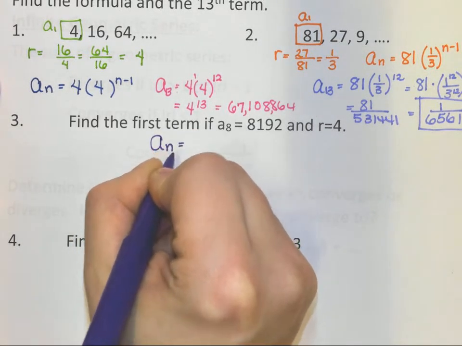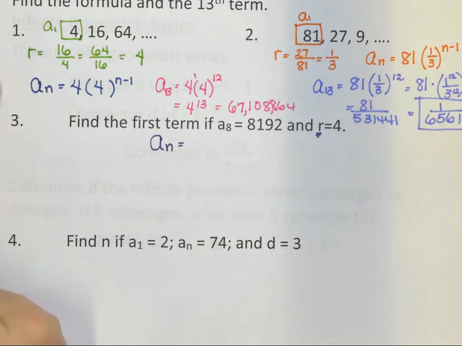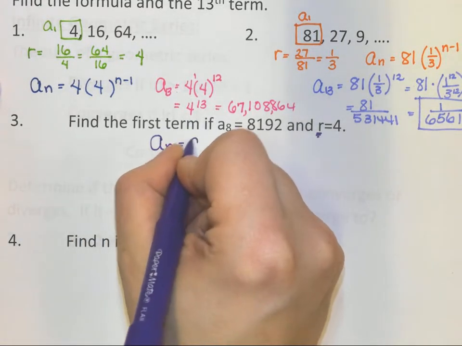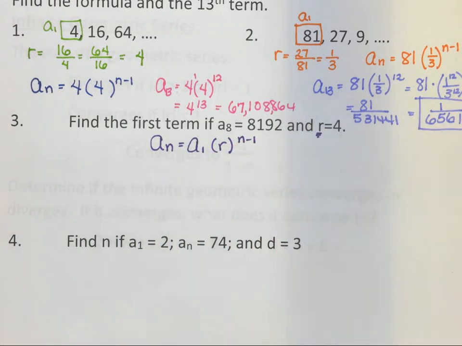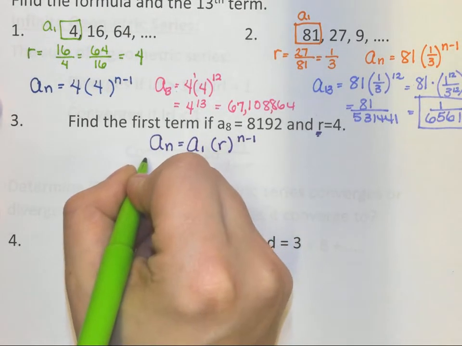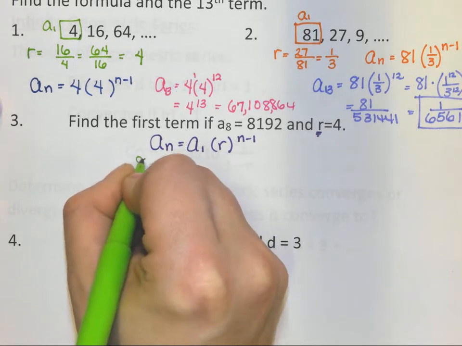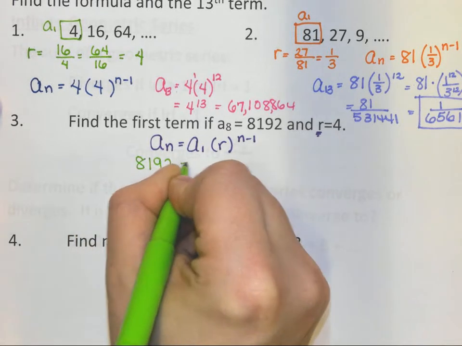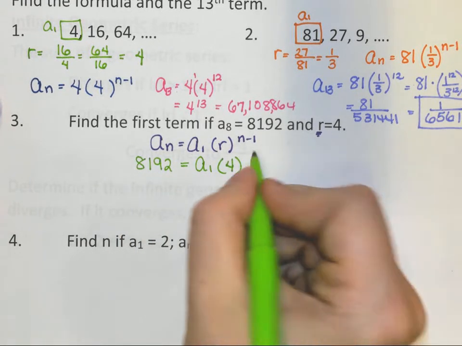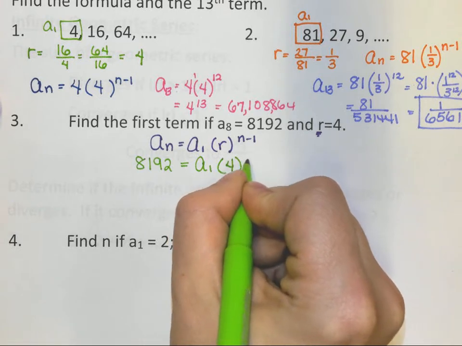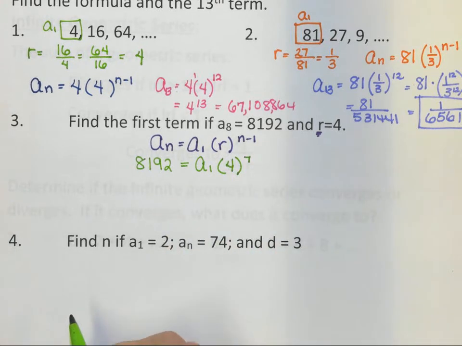So we're still looking at geometric because of that R. And so I'm going to say A sub 1 times R to the n minus 1. Anybody want to take a guess at what we do? Plug in the numbers, yeah. The 8th term is 8,192. The first term we're looking for, the ratio is 4. What number is going to go up here? 7. Beautiful, because that's 8 minus 1.